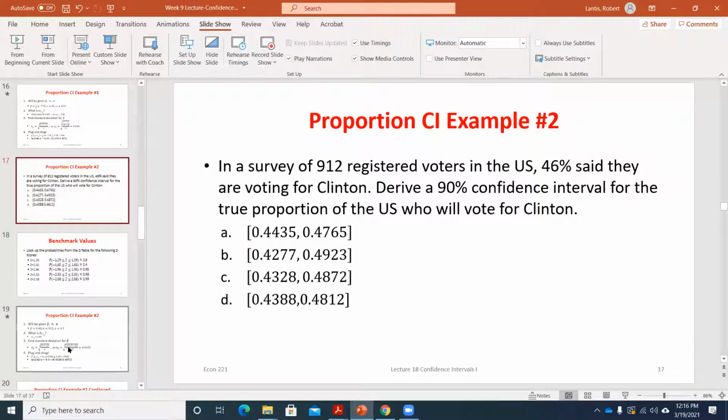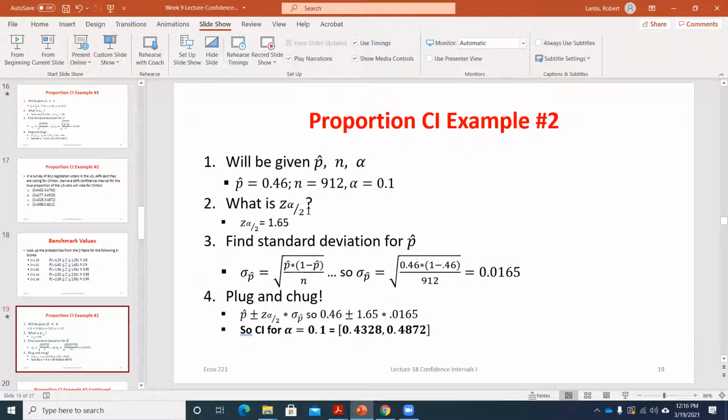So along with this same idea, we could go through and calculate everything. So yeah, it was 0.0165 that was the standard deviation of my sample proportions. Now I have everything I need to plug those values in, and I get this confidence interval with a lower bound of 0.43 and upper bound of about 0.49.